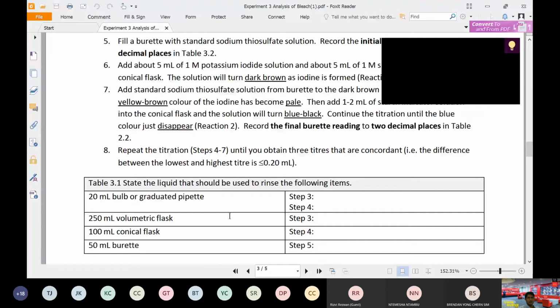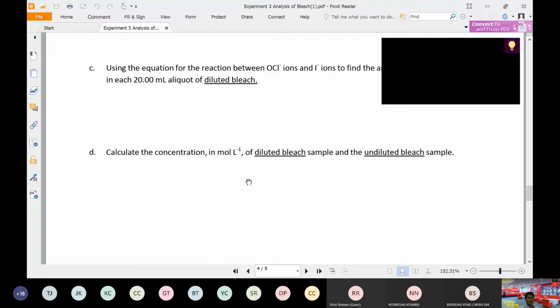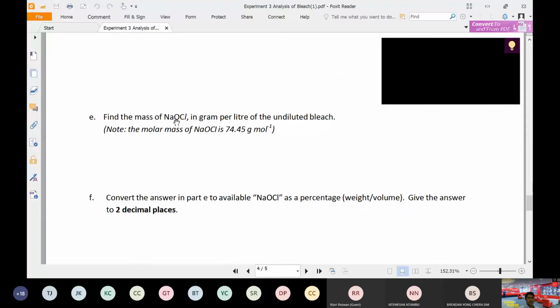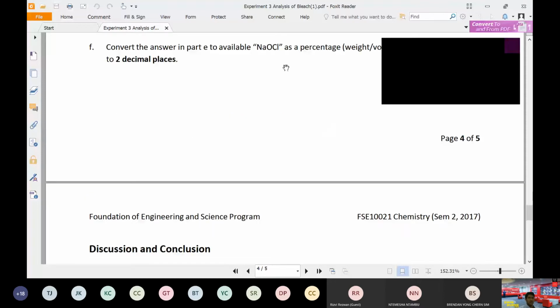All right, so now how much hypochlorite ion will be in each 20 milliliters, we can find from the stoichiometric ratio of the reaction 1:2, and then we can calculate the diluted and undiluted amounts. From there, we can find out the mass of sodium hypochlorite, and then the volume by weight percentage. Okay, volume by weight percentage is how much of the bleach was taken.